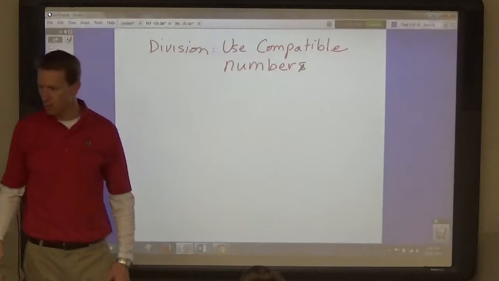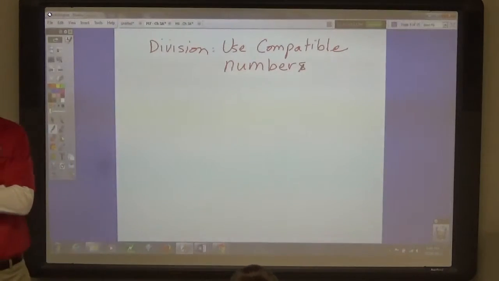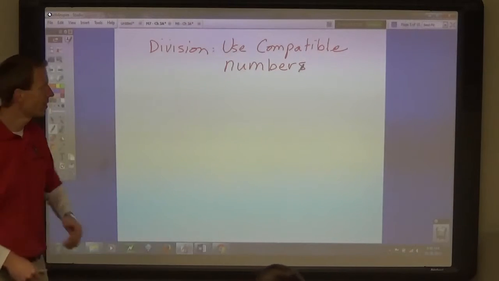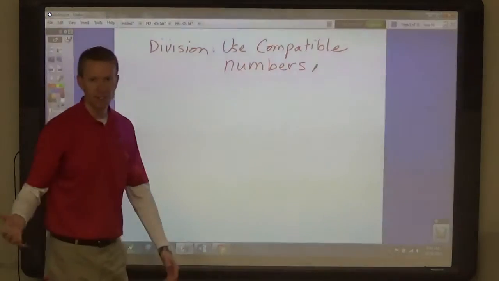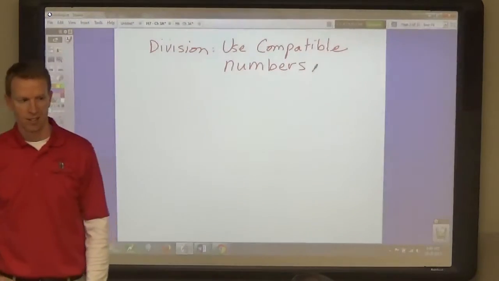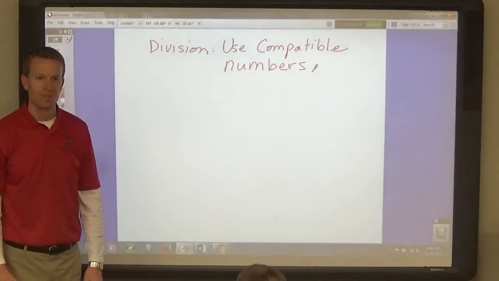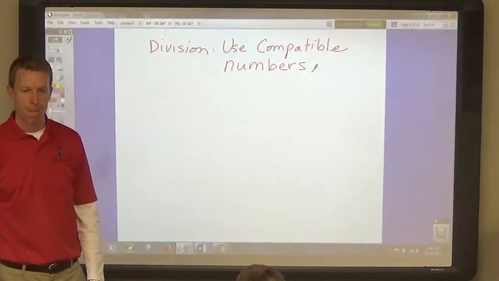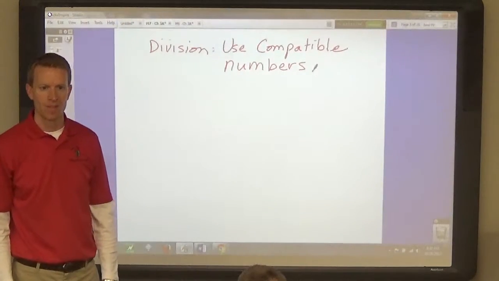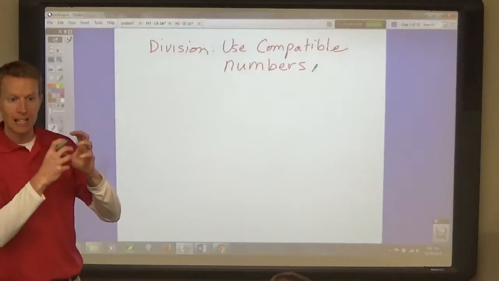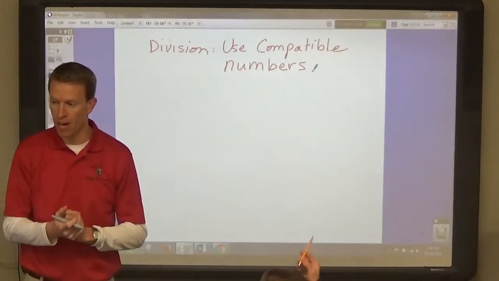Now, what are compatible numbers with division? 2 and what? 2 and any number that 2 goes into. 2 and 6 are compatible. Good. Because 6 is divisible by 2. Great. Okay, how about in division? We can say if the number goes in evenly without a remainder, then those two numbers are compatible.